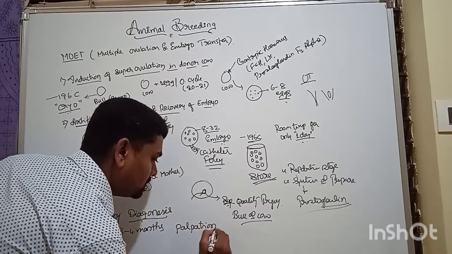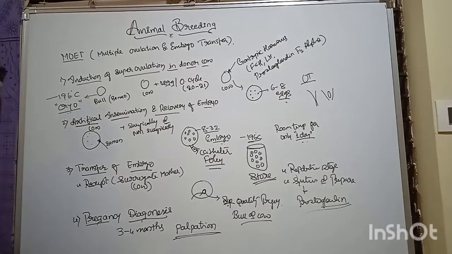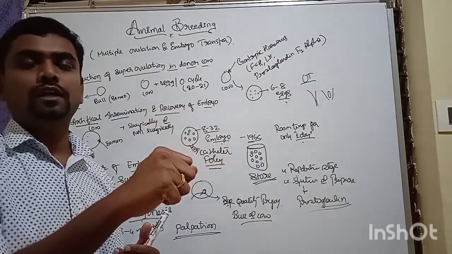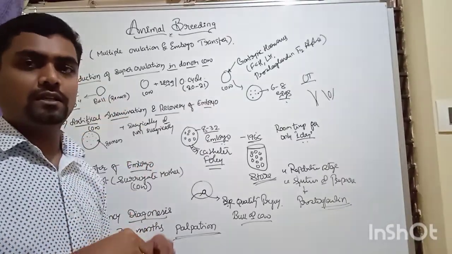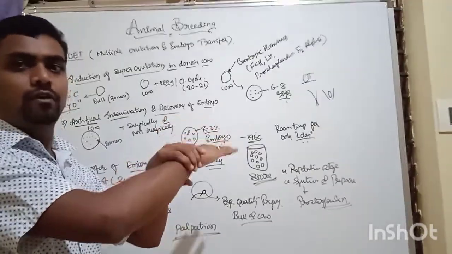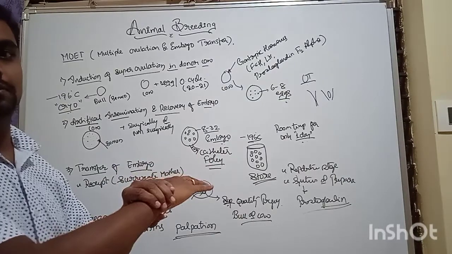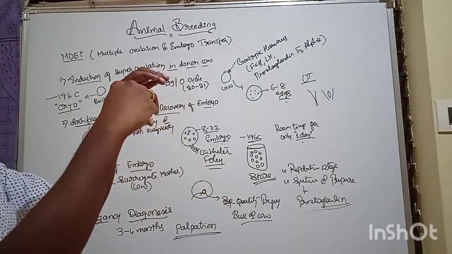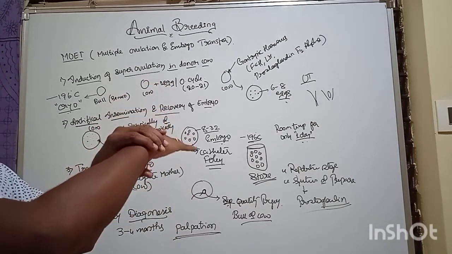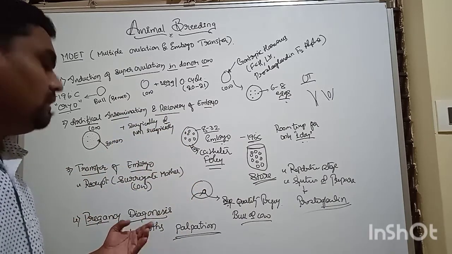Palpation. This word is very important. Okay, palpation means what? It is nothing but finger touching. The veterinary doctor will insert his hand through the rectal wall and confirm the embryo growth. That is the palpation method. He will insert his hand slowly through the rectal wall of the female cow or surrogate mother, then touch and feel the embryo growth. That confirms the pregnancy of the cow.